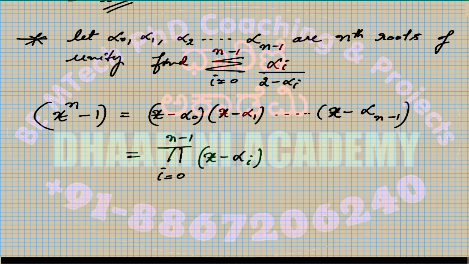So x minus alpha 0 into x minus alpha 1. To show this multiplication as a product, I use this notation. We already know that writing like this corresponds to a summation, with plus plus plus going on. But this is a product. Alright, let's hold on to this.